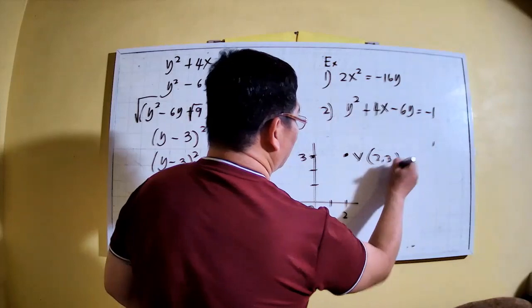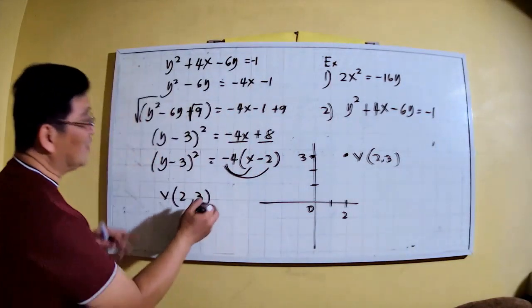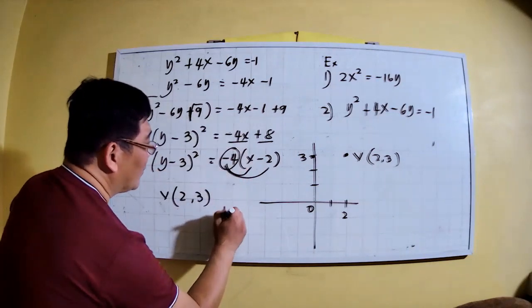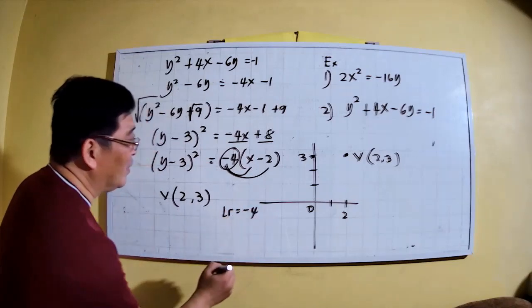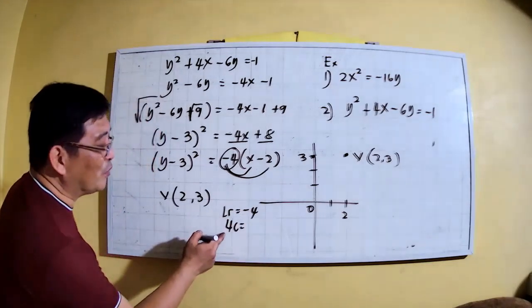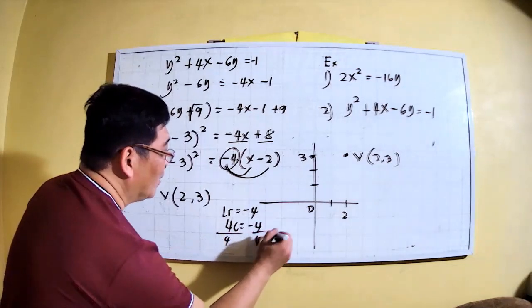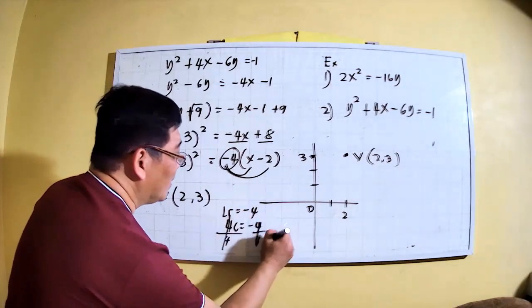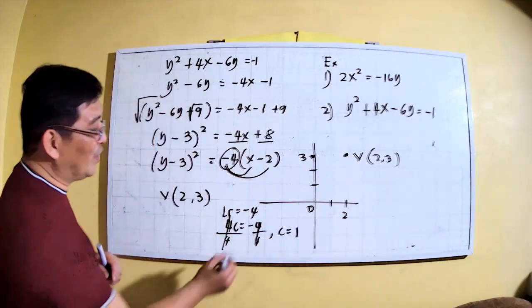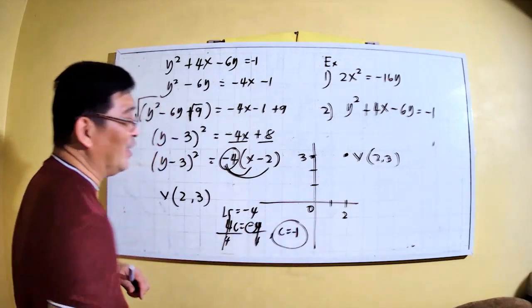2, 3. Ano yung value ng c? Our c is equals to, since negative 4 is our latus rectum, di ba? Latus rectum is equals to negative 4. And so, 4c is equals to negative 4, divided by 4, divided by 4. Yung cancel, matitira is c is equals to 1. Is it coming upward or downward? Downward kasi this one is negative. So negative 1. C is equals to negative 1.